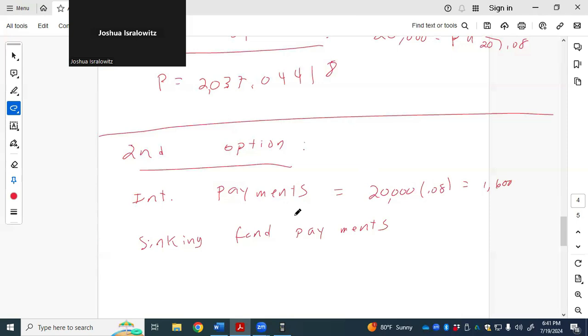The total amount each year going towards the loan is $2,037.04 each year. So 2037.04 minus 1,600 is 437.04.